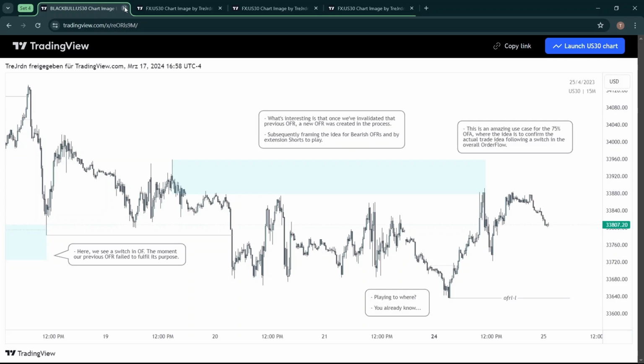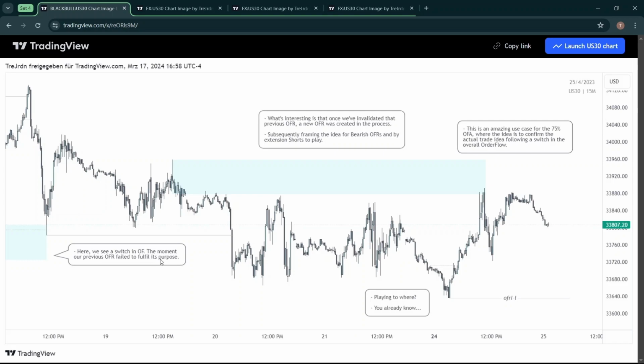This is mad interesting on its own. Let us indeed get into it. So I have this arrow, or this box. Here we see a switch in order flow, the moment our previous order flow failed to fulfill its purpose.